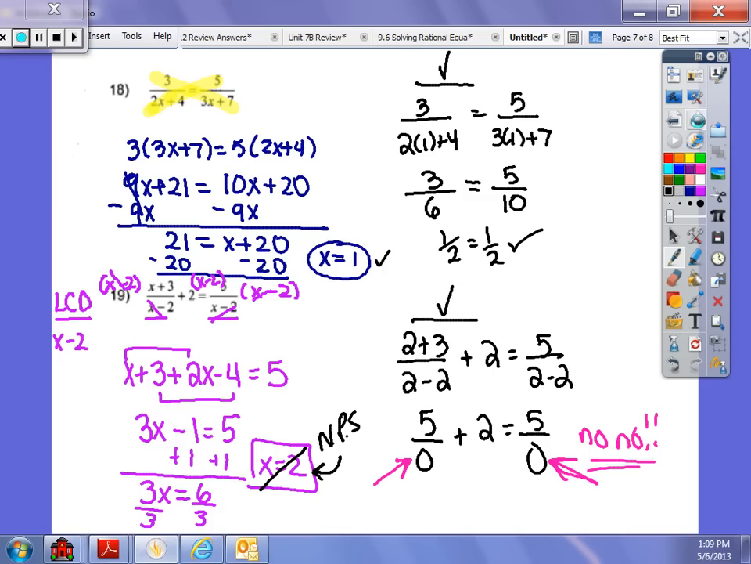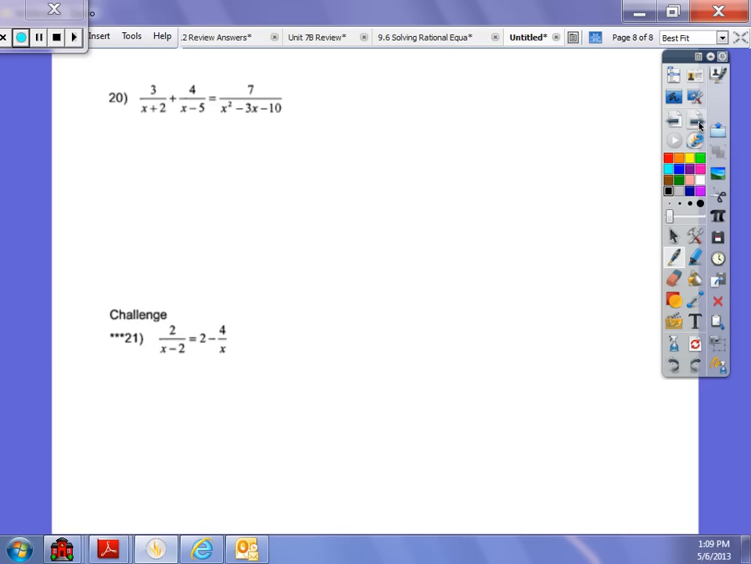Alright, we've got one more question. Ignore my question here that says challenge because you did not have a challenge on your homework. So first thing I'm going to do is factor this to see if this is the LCD. So I see that there's an x plus 2 in common and an x minus 5 in common. So since they all have both, that will be my LCD. X plus 2, x minus 5. So everybody's going to get multiplied by x plus 2 and x minus 5.